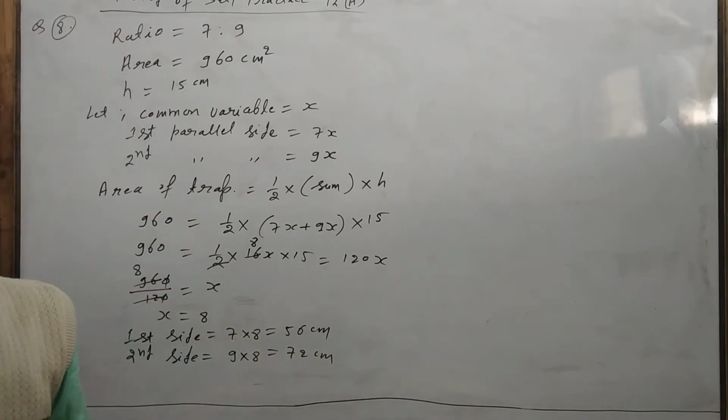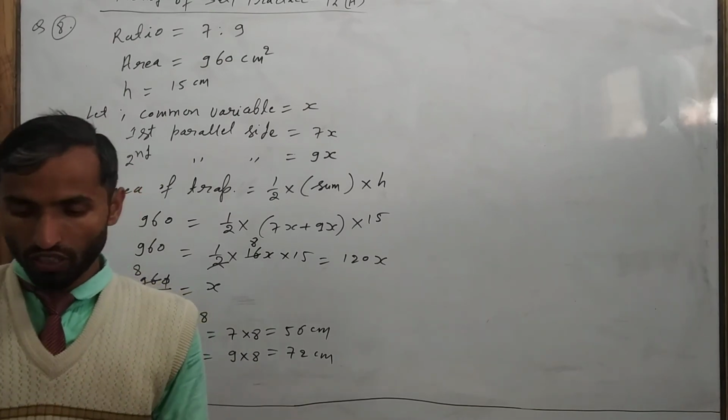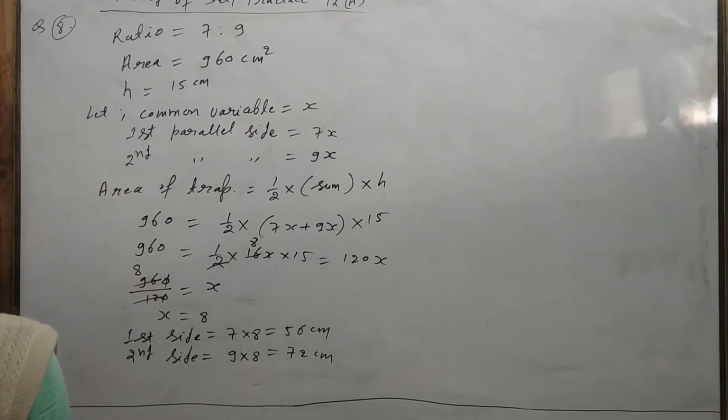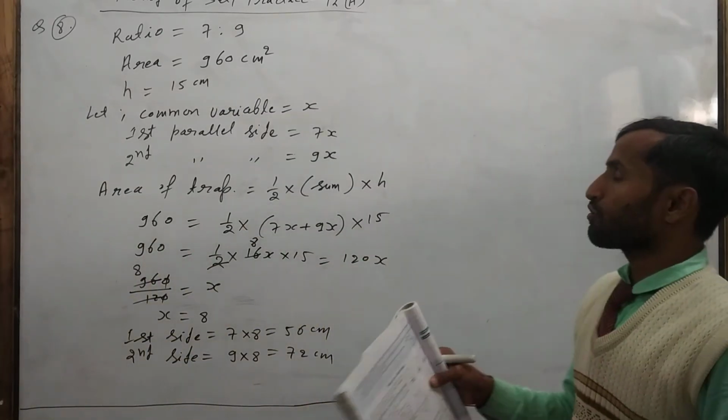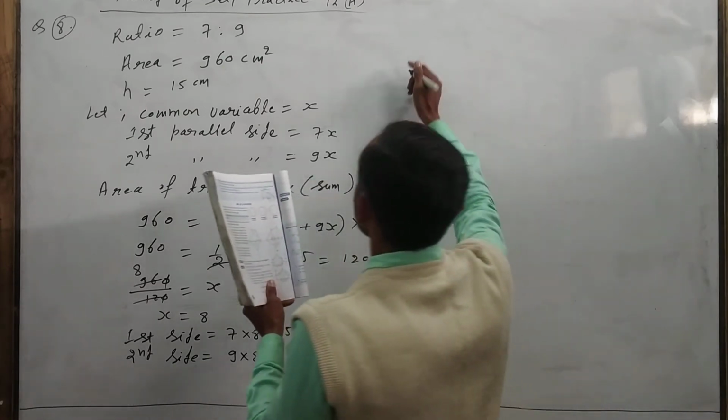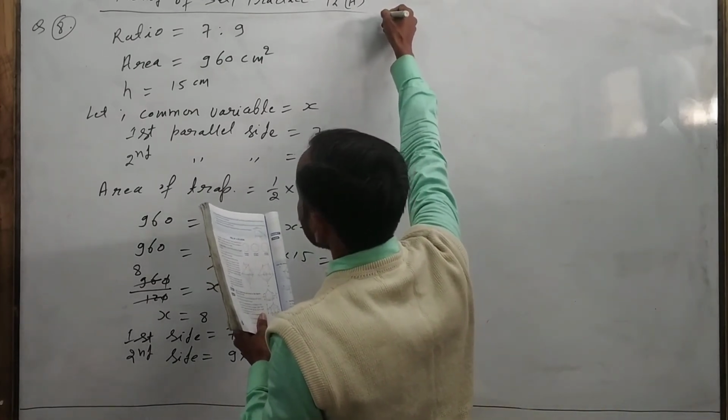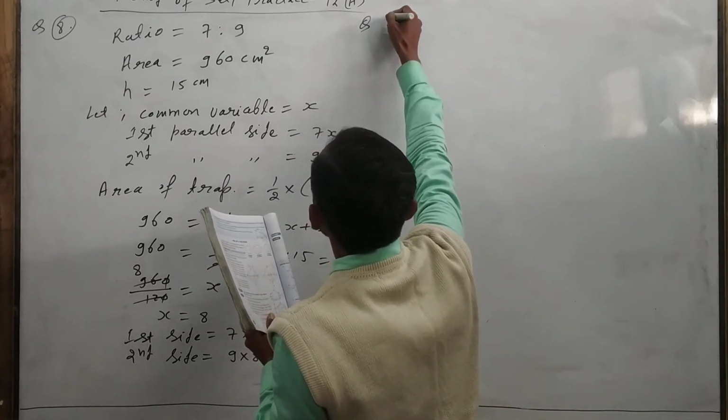Now question number 9, just try yourself. Now we will go for question number 10. So all of you read the question number 10 here. Two parallel sides of an isosceles trapezium. Isosceles trapezium means non-parallel sides are equal. That is called isosceles trapezium.